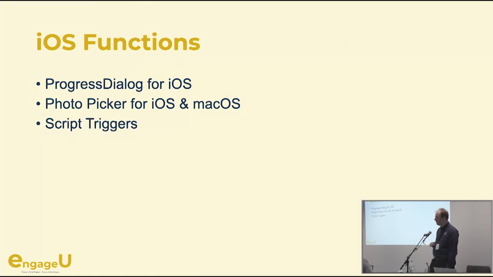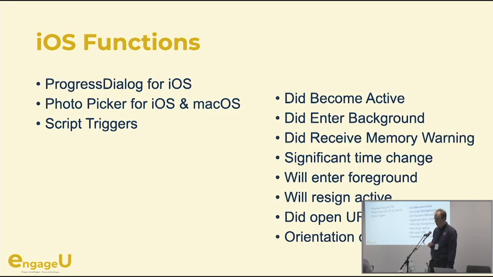Then we have script triggers for iOS. So in FileMaker you have some standard script triggers, of course, but we added some which are very useful for iOS things, especially go to background and come back from background. So when the user moves away to another app, you may do some things to clean up, like you may disconnect from your server, and then when they come back, you may reconnect. We can also react on orientation change or if FileMaker got a URL trigger.